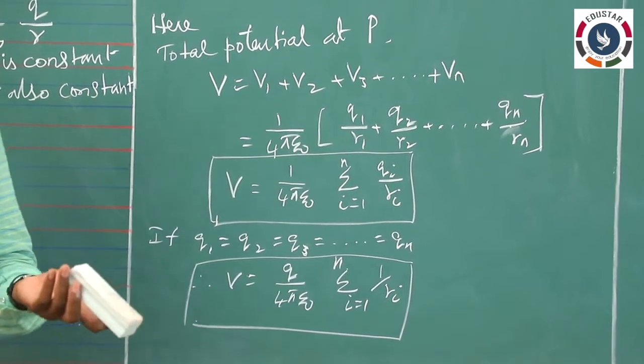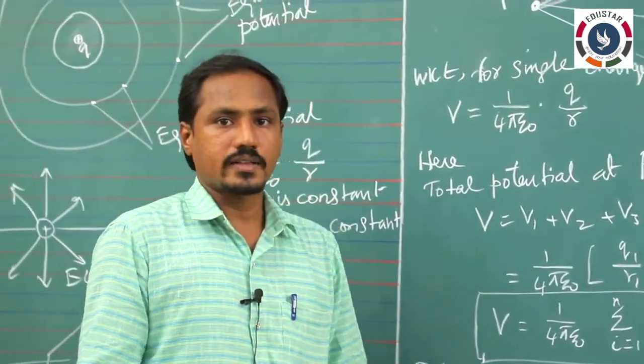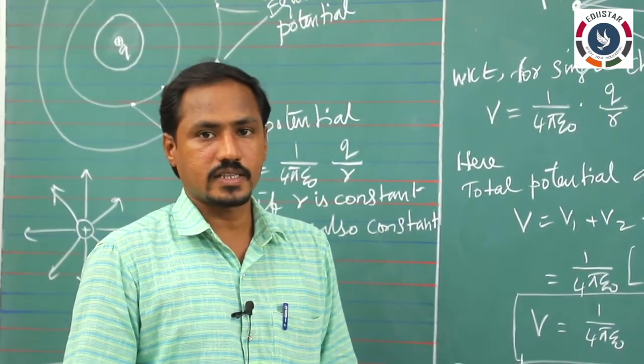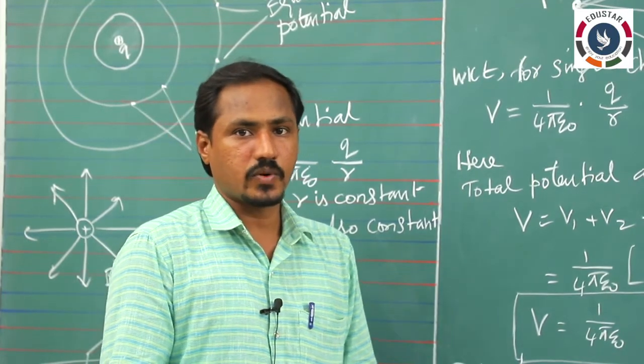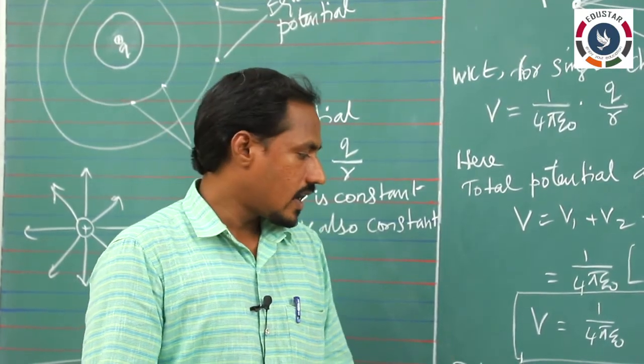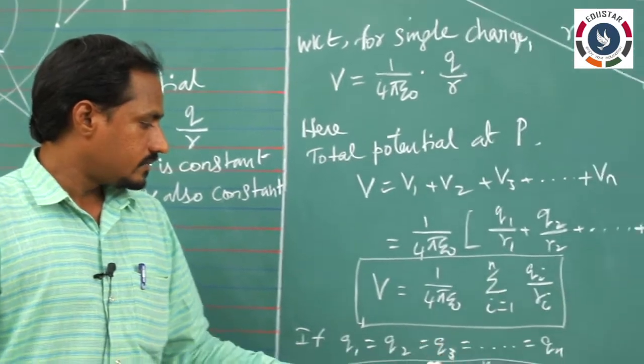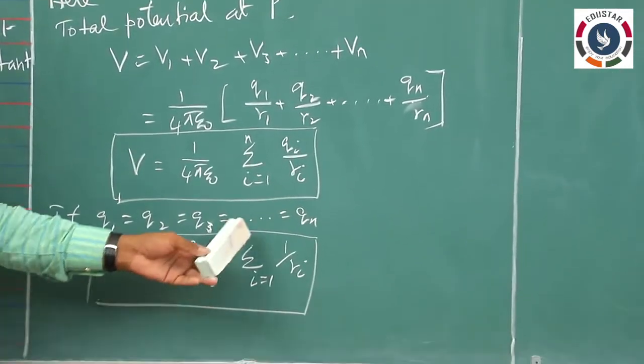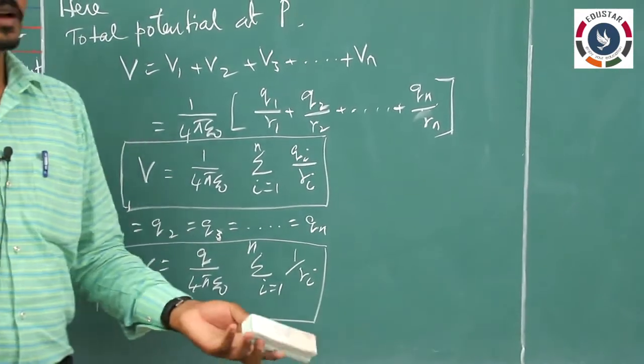So, this is the potential due to a system of n charges. If you consider two charges, you simply add the 2 potentials. If you consider 3 charges, you simply add the 3 potentials V1 plus V2 plus V3, and in that case it is Q by 4 pi epsilon naught times 1 by R1 plus 1 by R2 plus 1 by R3.